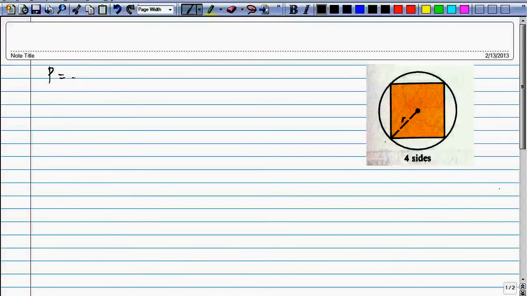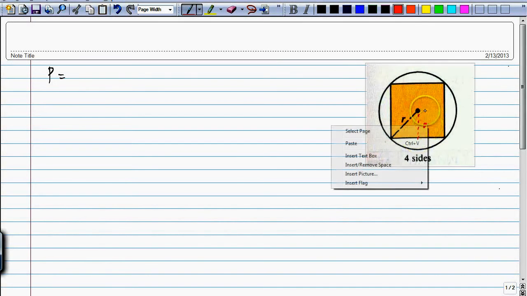Pomon, what did your team come up with? To find the perimeter, what do we need? Yeah, we need the apothem. Why, Pomon? Because it makes a triangle. Right, what kind of triangle would this make? This is A, let's call it A. 45, 45, 90.